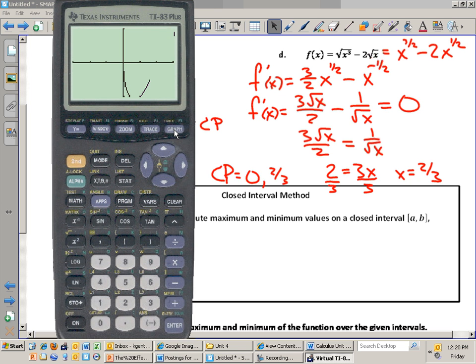So we graph it. What do you notice? Sure enough, at 2/3, I have a local minimum. That was valuable information, and we found that by doing all that.